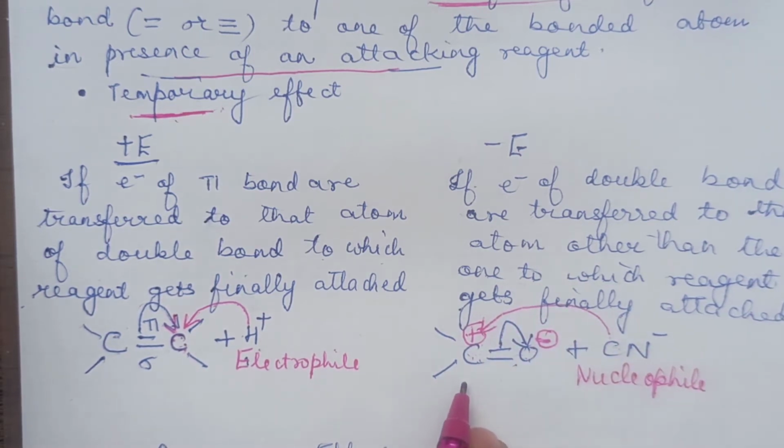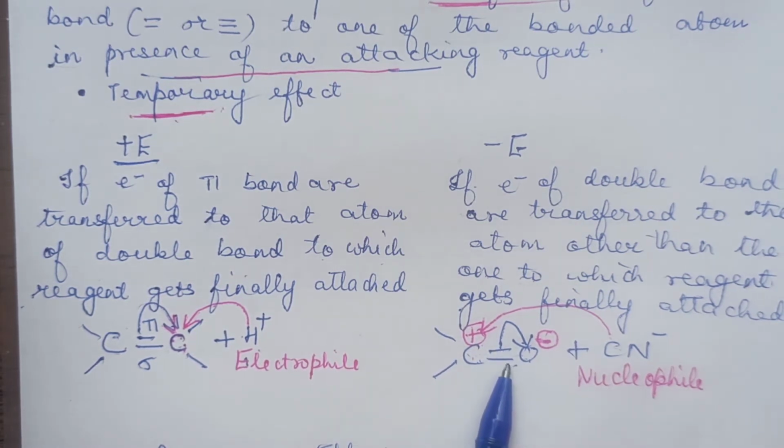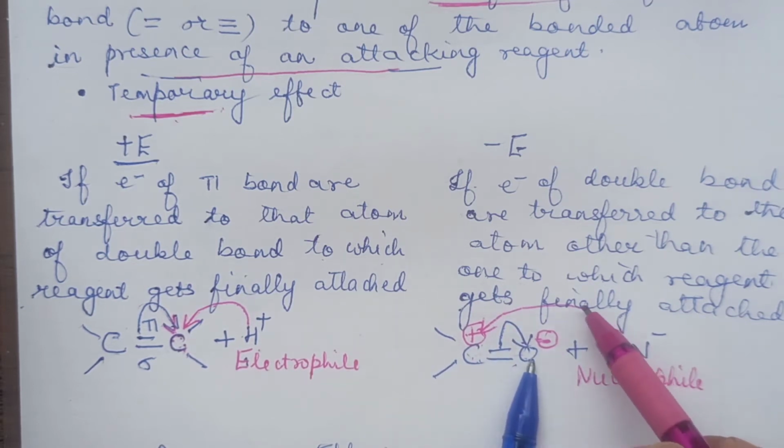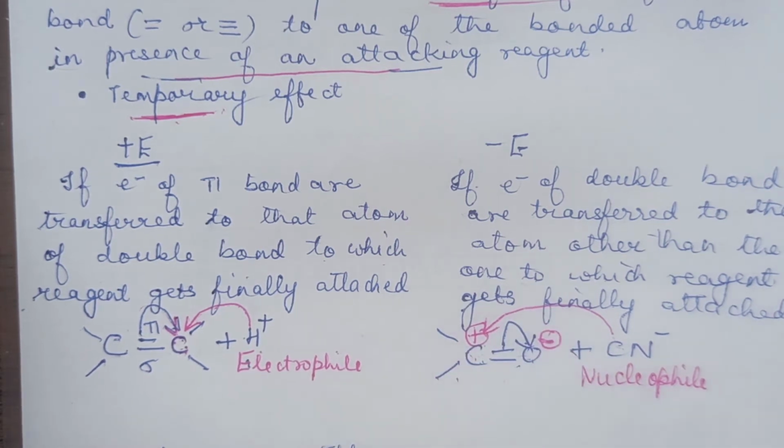It will attack the carbon atom. So what is happening? Electrons of the pi bond of this double bond are moving this side towards O, and the nucleophile is going to the other atom. So the two are attacking different atoms. So it is said to be negative electromeric effect. The effect is clear: it's a temporary effect visible only in the presence of the attacking reagent.